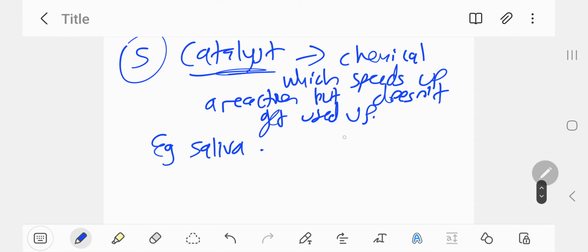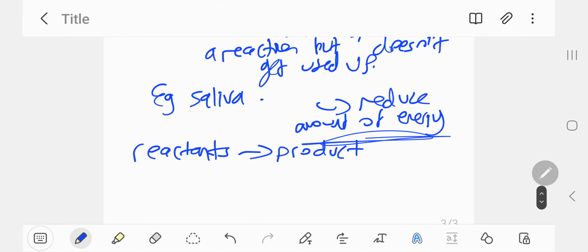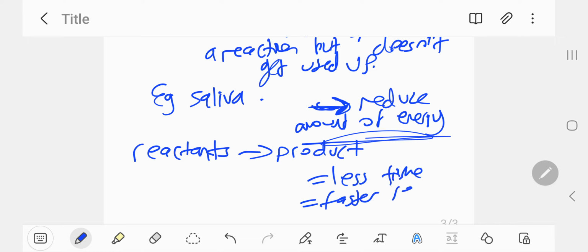So, and catalysts, what they do is they reduce the amount of energy you need. They reduce the amount of energy you need to turn the reactants, what you have at the start, into something else. Okay, the product in this case. So if you're reducing the amount of energy, the reaction is more efficient and the process takes less time. If it takes less time, that's a faster reaction.